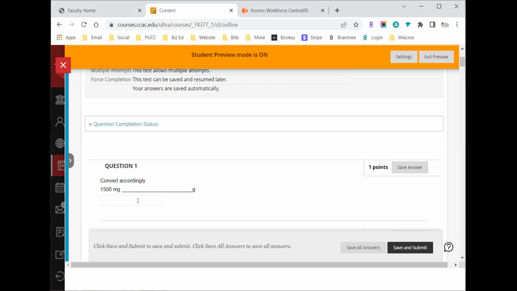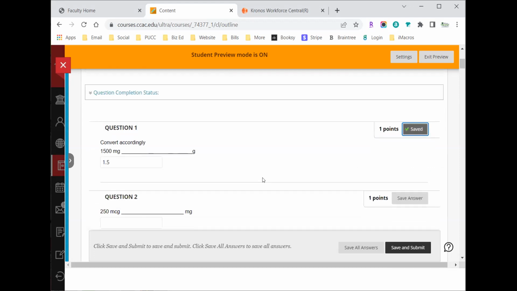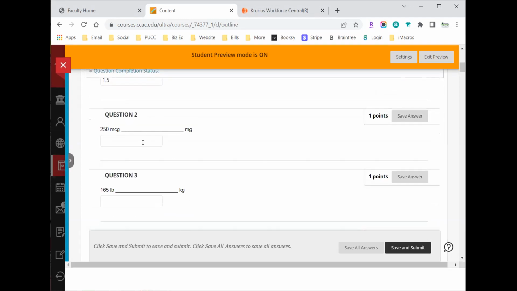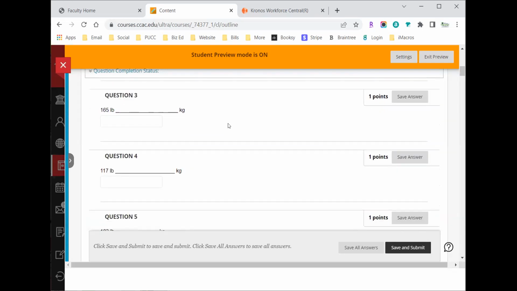Okay. So this is what you would put for this answer. Don't put a G in there. It would just be 1.5. Okay. Again, if you see something and you're like, where did you come up with that? Stop me. Okay. All right.